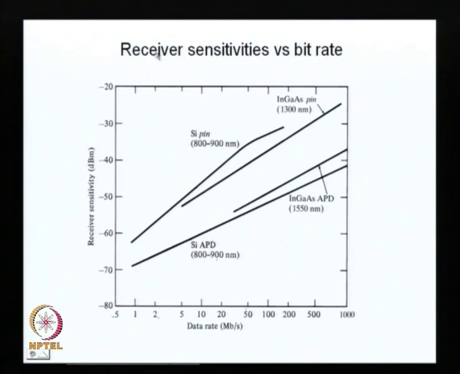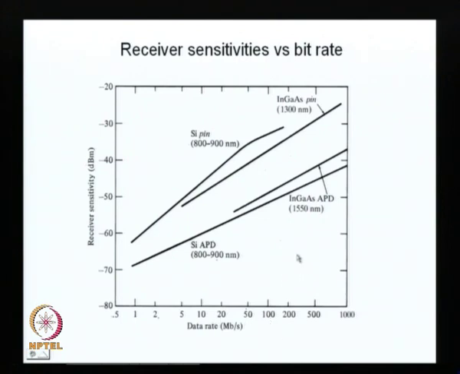The same thing essentially is shown here. There is the receiver sensitivity versus the bit rate. So here again, we are showing the minimum power required for detection, and that is the data rate which is shown here. And these are the responses for the different detectors. So for the silicon, that's the wavelength range. Indium gallium arsenide, which works at 1300 nanometer, that will be the typical requirement of the power. And indium gallium arsenide APD, 1550 nanometer, that's the power requirement, and so on.